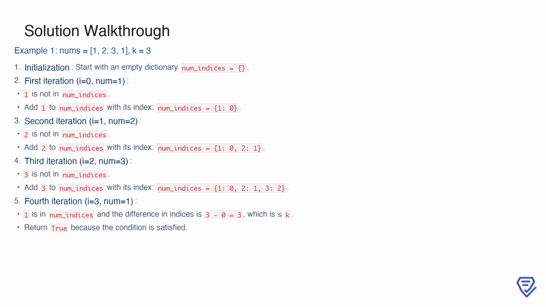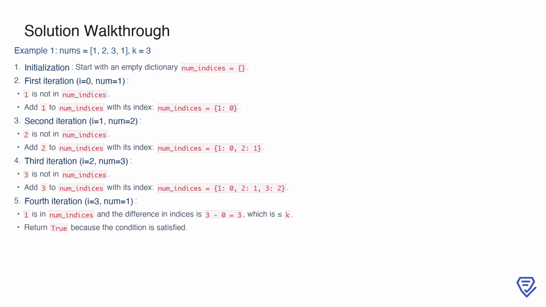In the second iteration, the number is 2 at index 1. Again, 2 is not in the dictionary, so we add it with its index, updating number_indices to {1: 0, 2: 1}. Next, in the third iteration, the number is 3 at index 2. Since 3 is also not in the dictionary, we add it, and now number_indices becomes {1: 0, 2: 1, 3: 2}.